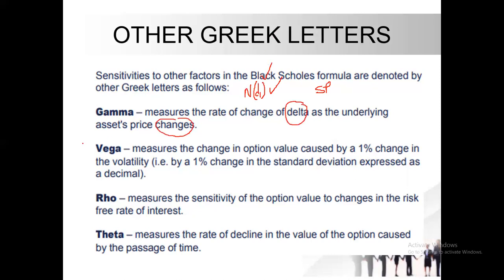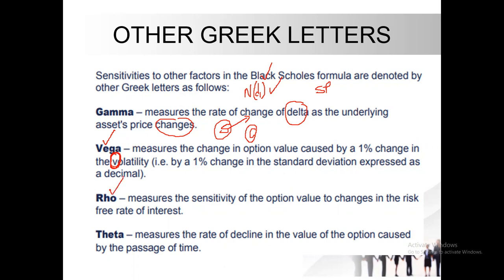The other one is vega. What's a vega? It measures the change in option value caused by a 1% change in the volatility. Now remember the volatility? The volatility is measured by standard deviation. So when the standard deviation changes, what happens to the value of the option? That change is what you call the vega.